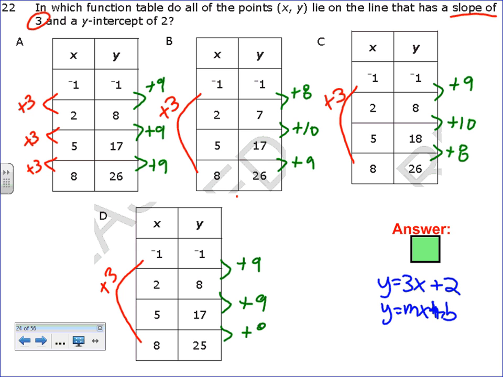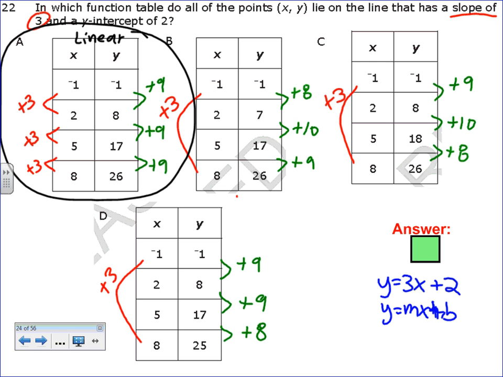and plus 8. Well, for it to be a linear line, the slope has to be constant. That means if I'm going up 3 on this side, I need to be adding by the same number on this side. The only table that is adding 3 on one side and adding the same number on the other side is A. This is the only table that's doing that.